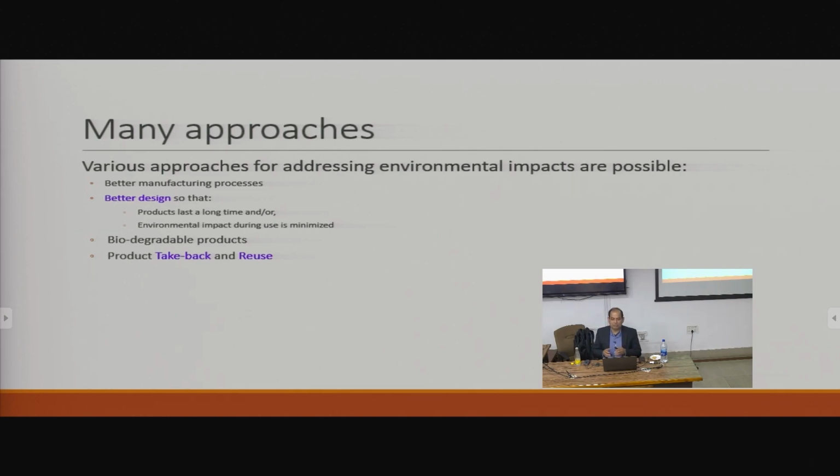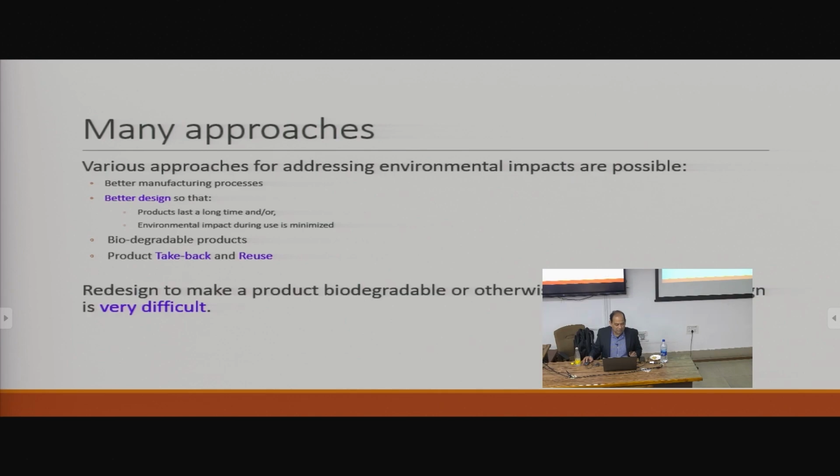Some products have most of their energy consumption in the use phase. Cars, for example, right? The amount of energy they use during their lifetime is way, way more than what is used in making them. So the better benefit is had when you minimize their emissions or energy usage while using versus while manufacturing. There are many factors that go into it. Redesign to make a product biodegradable or otherwise environmentally benign is very difficult and does not work retroactively. You cannot do anything about the things that are already there.